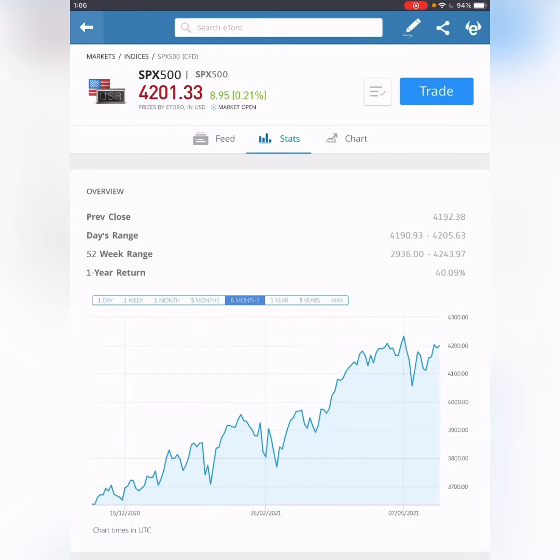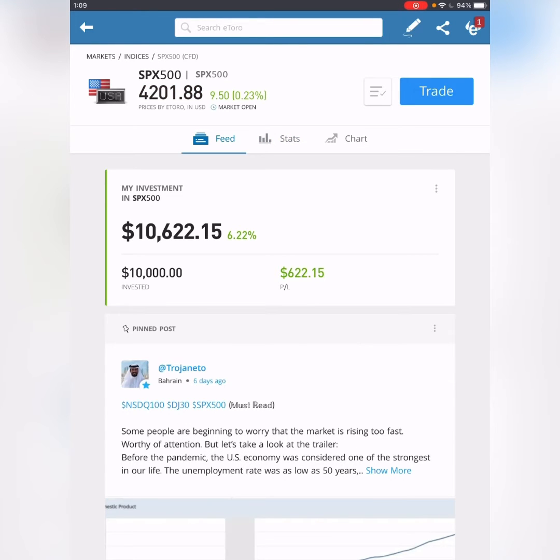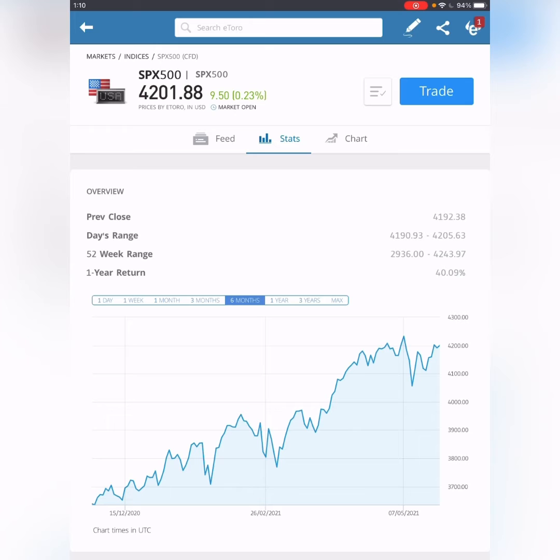Okay, so we can use this one, I think, as S&P 500. Let's go to stats real quickly. Now, according to eToro, the previous close was 4192.38. That was from yesterday, the previous day close. All right, so the day range from yesterday is 4190.93 to 4205.63. Now, what does that tell you? That means the price ranged between those two numbers. All right, so that was yesterday.